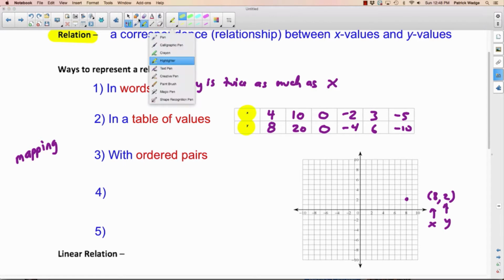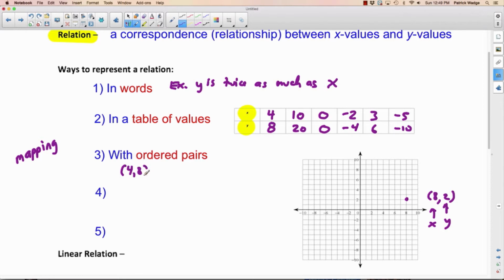So it turns out, for example, that your first ordered pair for the same relationship we're talking about here could be x of 4, y of 8. So that's one of the ordered pairs, (4, 8). Just literally drag them all out of the table. Here's another one, (10, 20). Here's another one, (0, 0). (-2, -4).